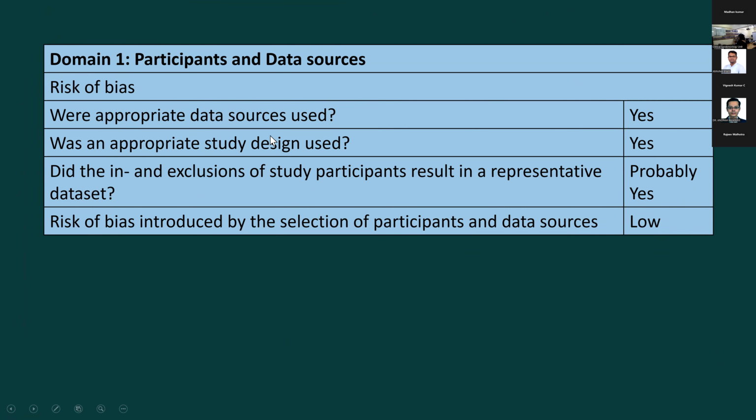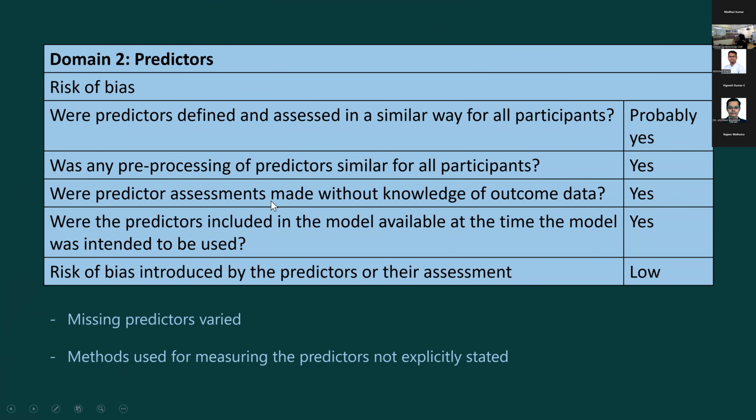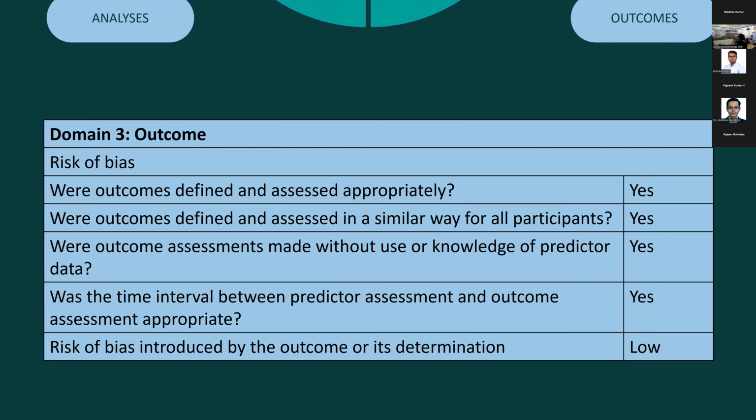For risk of bias, they used appropriate data sources and appropriate study design. There were little concerns regarding the inclusion and exclusion of study participants. Overall, the risk of bias is low. When we look at the predictors, they were defined and assessed in a similar way, but there was little concern in how the predictors were measured because it was not explicitly reported. The pre-processing was similar, assessments were made without knowledge of outcome data, and the predictors included in the model were available at the time the model was intended to be used. Overall there is low risk of bias. And outcomes also have low risk of bias, as I said earlier.